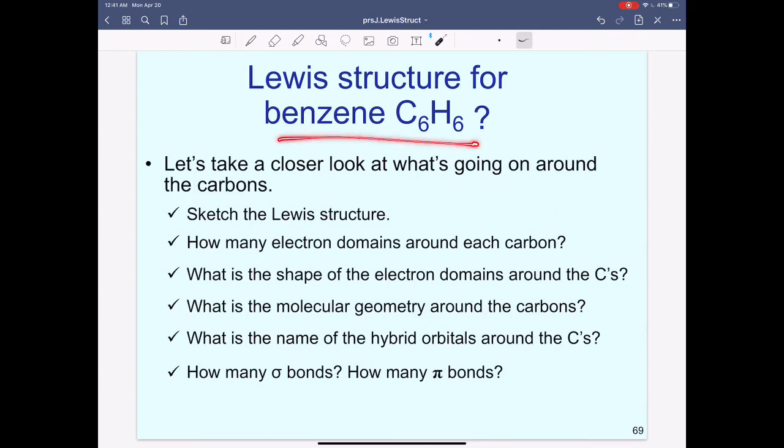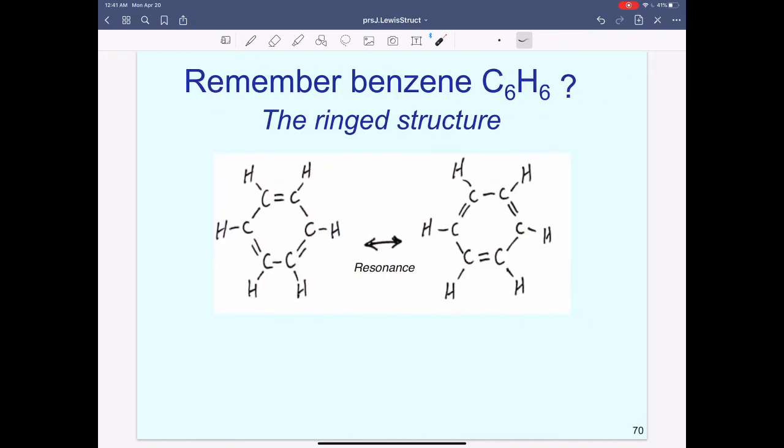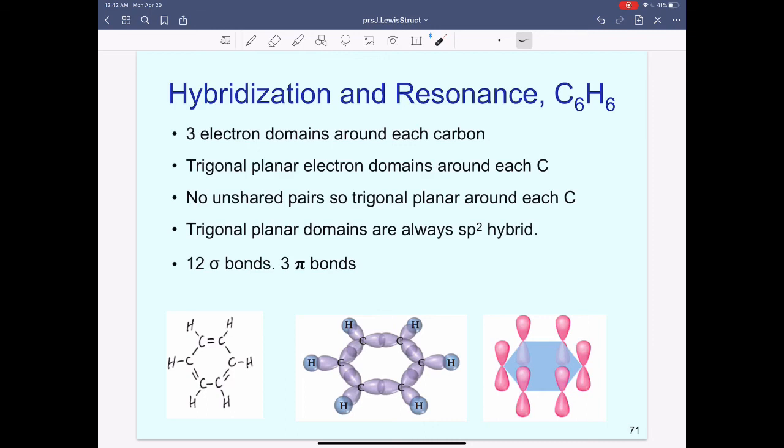How about benzene, C6H6? This is a ring structure with alternating double bonds, which will participate in resonance, as the double bonds could be here and here and here, resulting in an equivalent resonance structure. And what happens is, take a close look around each carbon, you'll see 3 domains, meaning sp2 hybrid, which will be trigonal planar, leaving on each carbon an unhybridized p orbital.